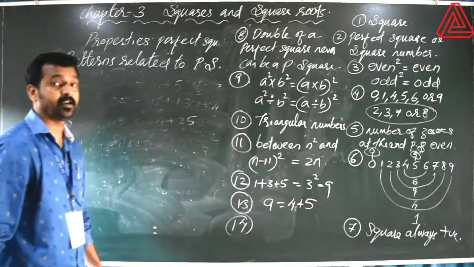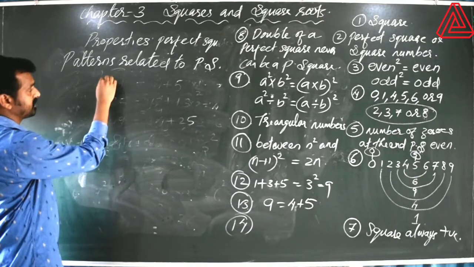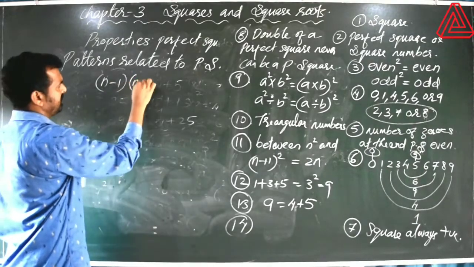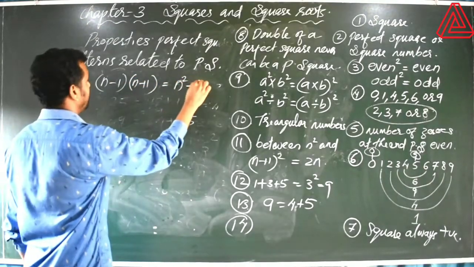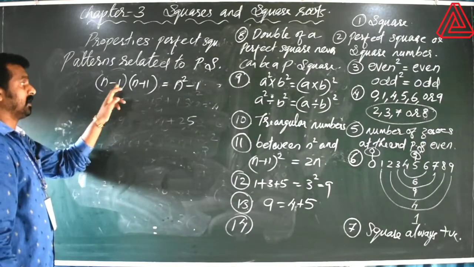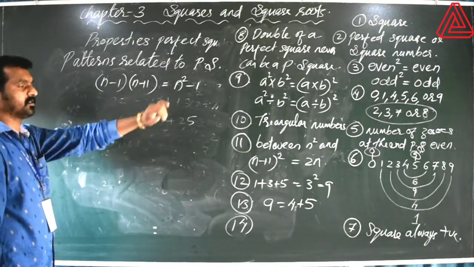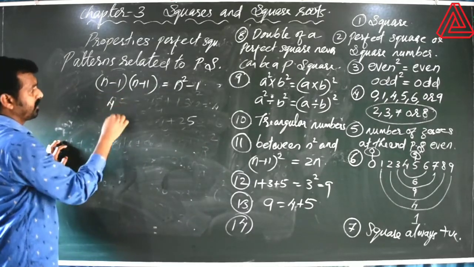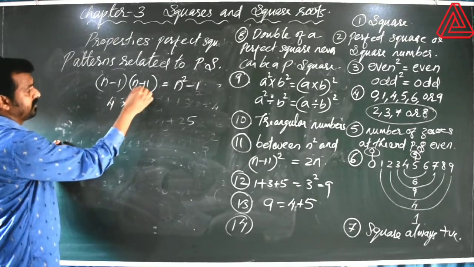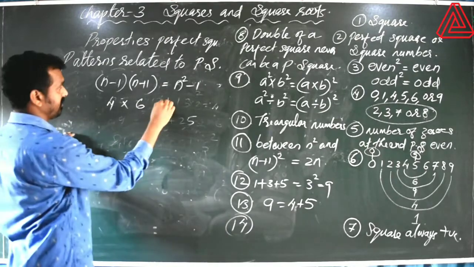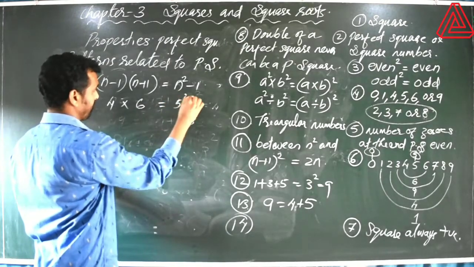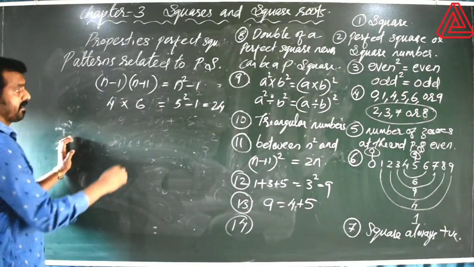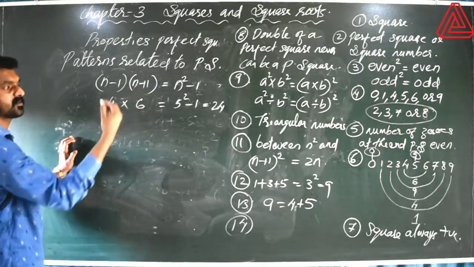Next one, 14th one, is product of two consecutive odd natural numbers or even natural numbers. In general we can write (n minus 1) into (n plus 1) is equal to n square minus 1. Like (a minus b) into (a plus b) is equal to a square minus b square. Suppose the example 4 into 6, that is equal to 5 square minus 1. 5 fives are 25 minus 1, that is 24. 4 sixes are 24.